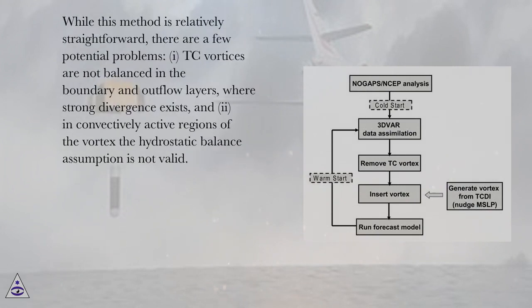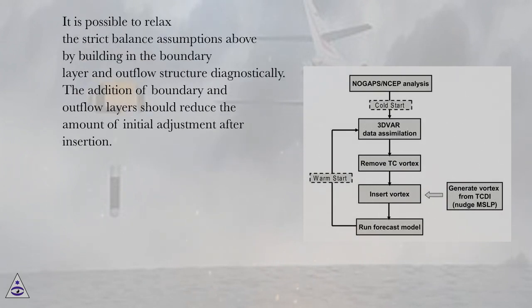While this method is relatively straightforward, there are a few potential problems. 1. TC vortices are not balanced in the boundary and outflow layers, where strong divergence exists, and, 2. In convectively active regions of the vortex the hydrostatic balance assumption is not valid. It is possible to relax the strict balance assumptions above by building in the boundary layer and outflow structure diagnostically. The addition of boundary and outflow layers should reduce the amount of initial adjustment after insertion.